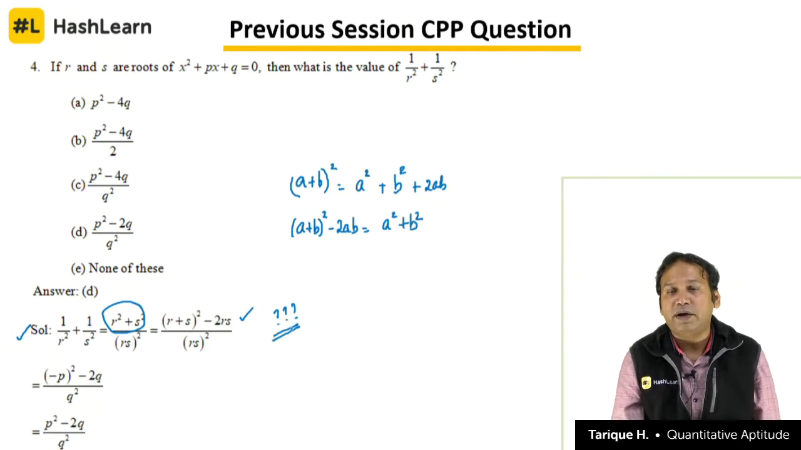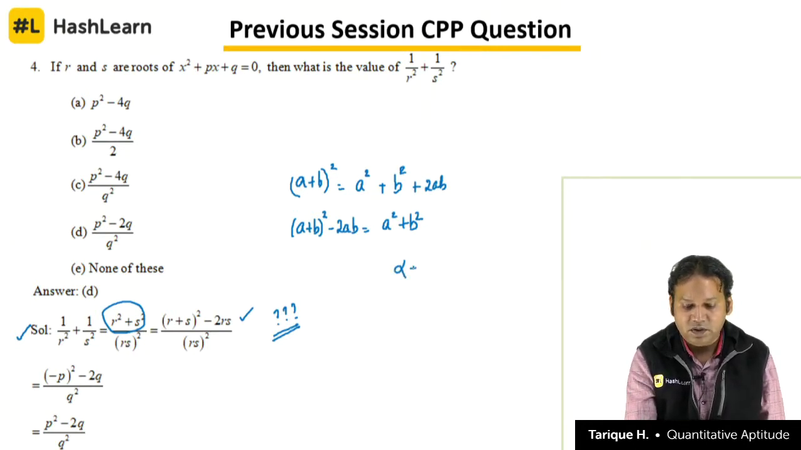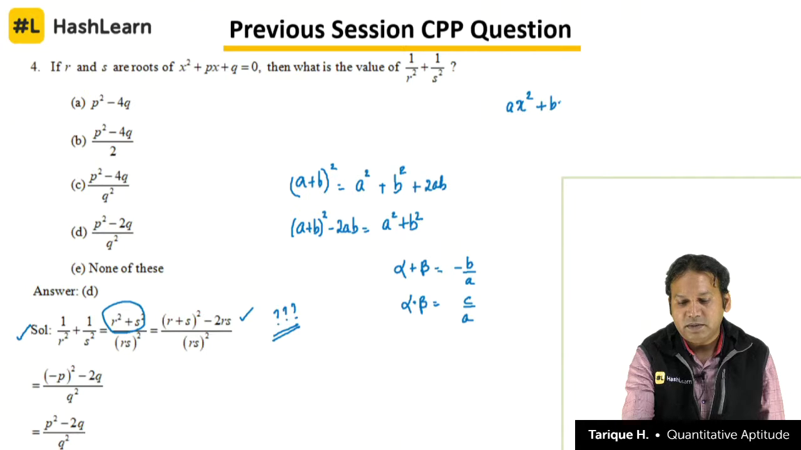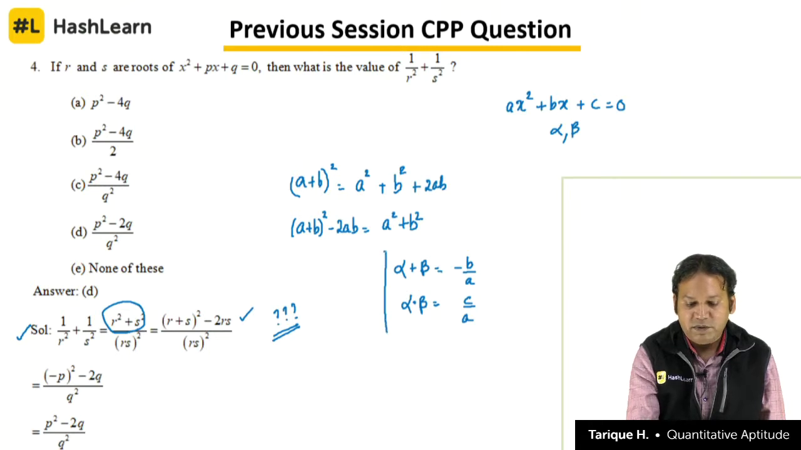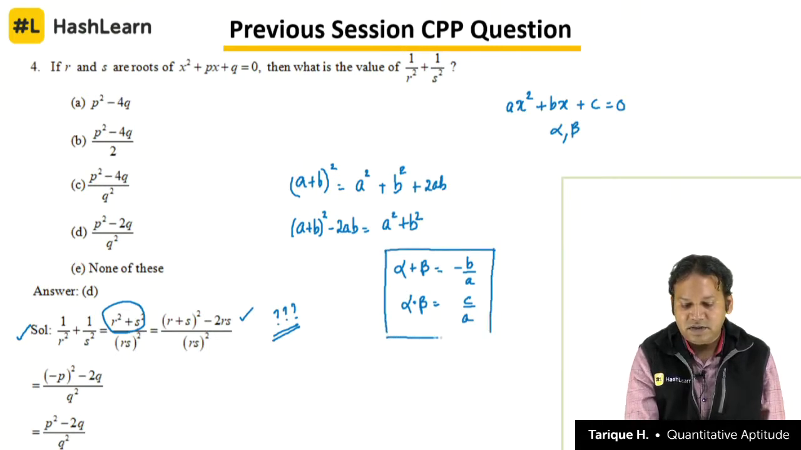Because once we know that a quadratic equation is given to you and r and s are the roots of the quadratic equation, the only way of simplifying this is by using the concept of alpha plus beta is equal to minus b by a, and alpha into beta is equal to c by a. This is true for a quadratic equation ax square plus bx plus c equal to 0. If this is a quadratic equation and alpha and beta are the roots, then alpha plus beta is equal to minus b by a and alpha into beta is equal to c by a.